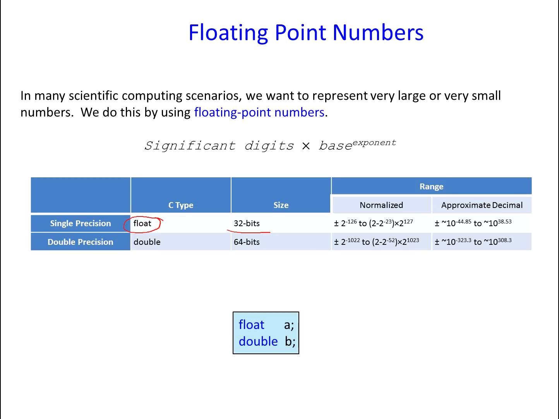Well, sometimes that's not small enough or large enough, so then you'll need to use a double precision. A double uses 64 bits, and the decimal approximation here would be 10 to the minus 323 all the way up to 10 to the 308. So that would be a much bigger or smaller number. But the trade-off is we have to use twice as much memory to represent that. If we want a variable that's a single precision, we would say float and then the name of our variable. If we want a double, we would just give the keyword double and the name of the variable that we want.